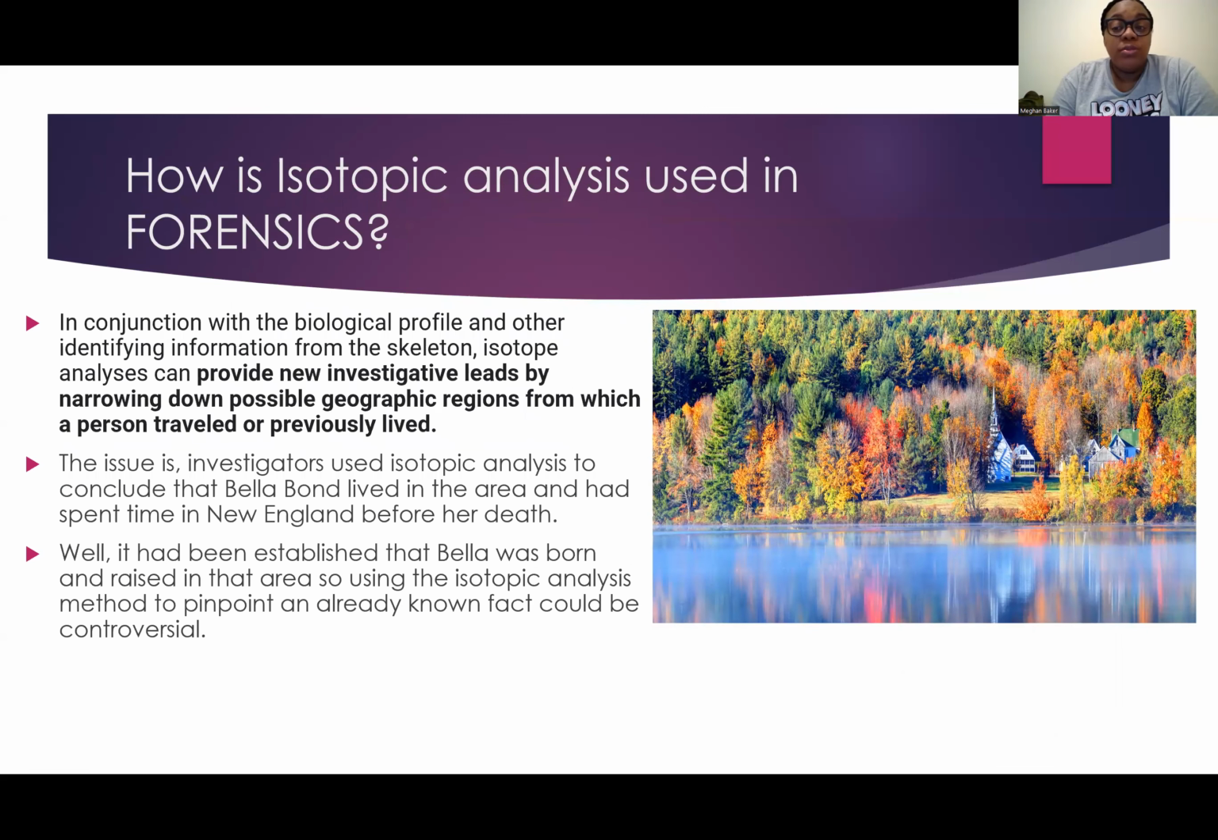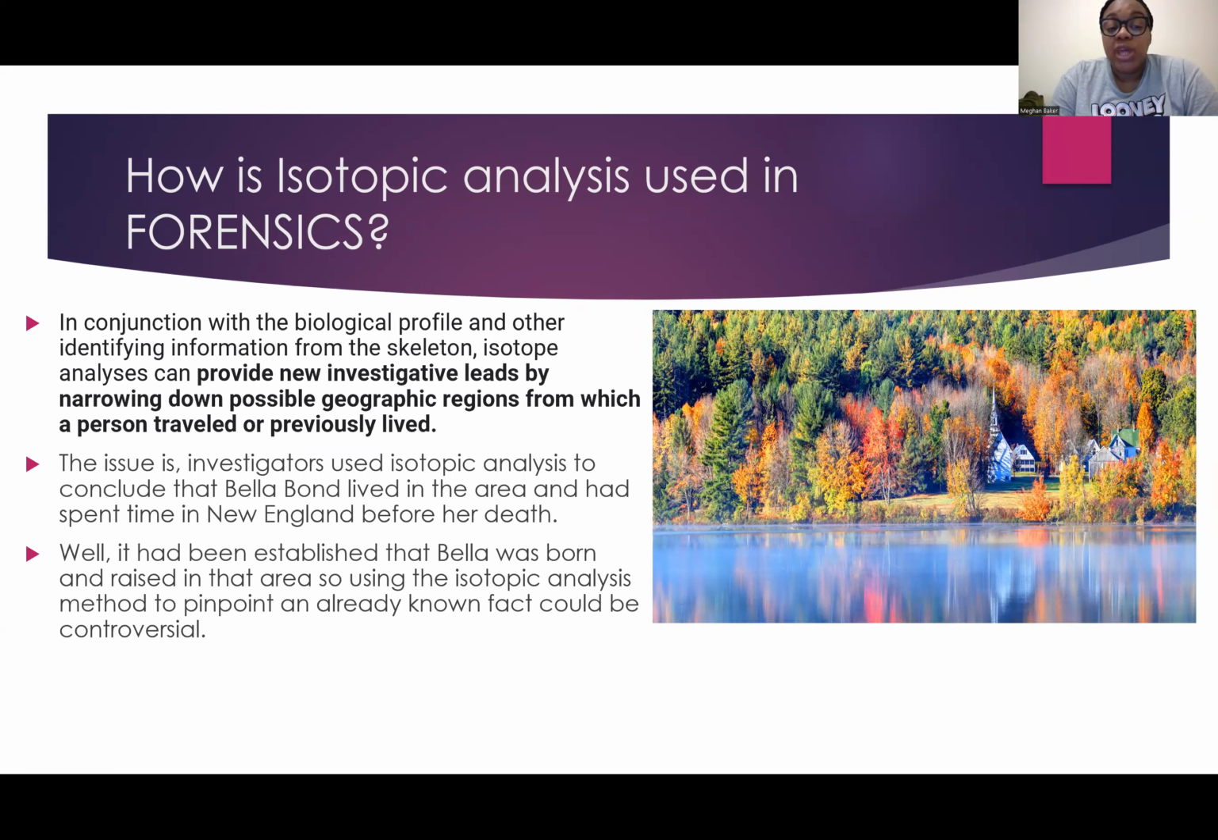So in this particular case of Bella Bond, how was the isotopic analysis used in the forensics itself? In conjunction with the biological profile and other identifying information from the skeleton, isotope analysis can provide new investigative leads by narrowing down possible geographic regions from which a person traveled or previously lived. And in this case, they used the pollen spores that were found on Bella Bond's body to identify the area where she had been recently before her passing.